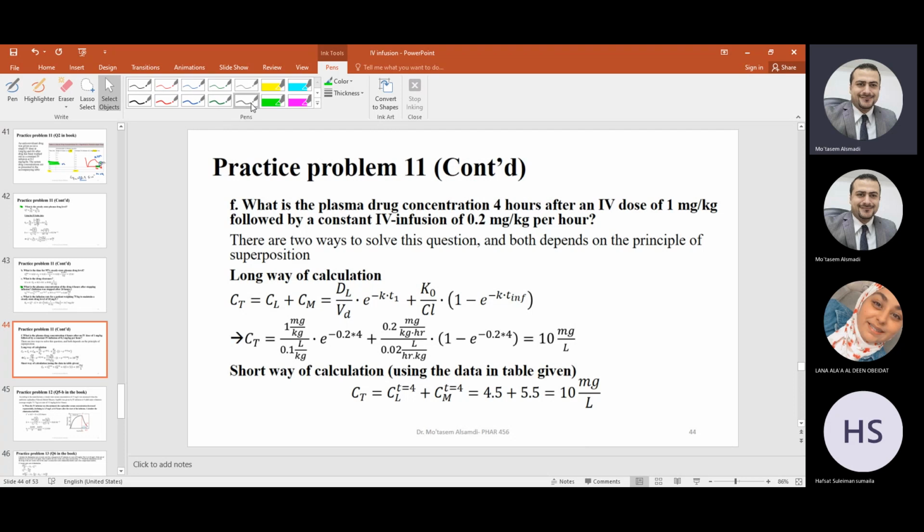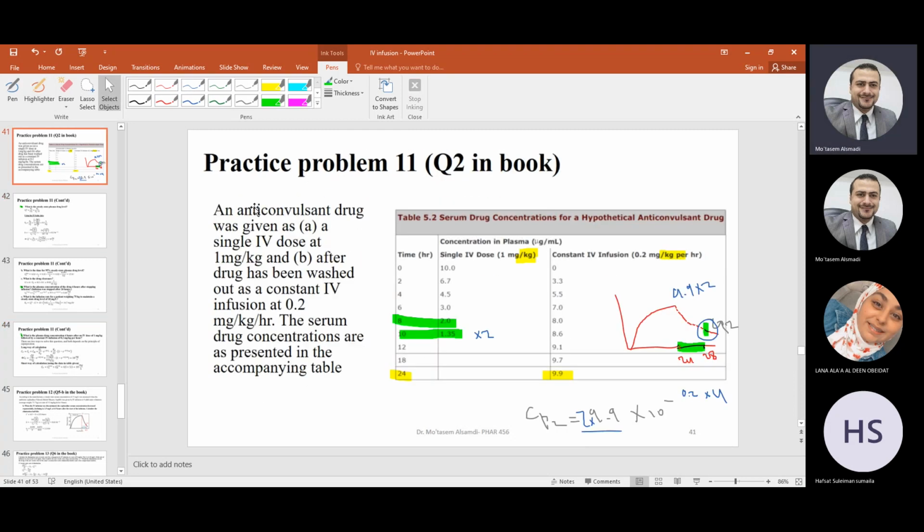Let's go to part F. What's the plasma concentration 4 hours after an IV bolus dose of 1 milligram per kilogram followed by a constant IV infusion of 0.2 milligram per kilogram per hour? Is it the original scenario or a different scenario? It's a different scenario. What happened here? We combined them together. In the original scenario, what have we done?